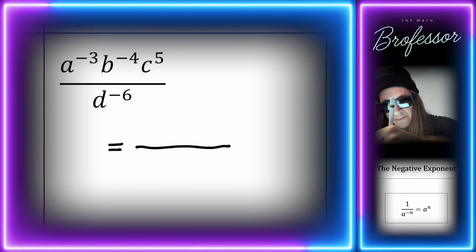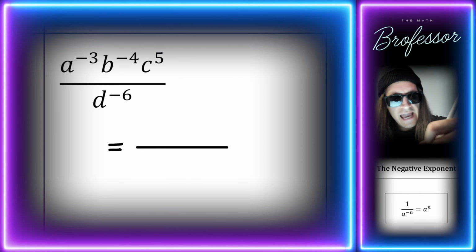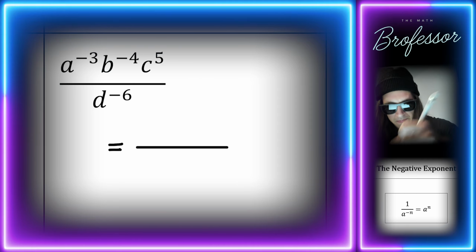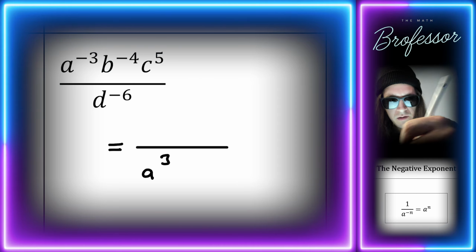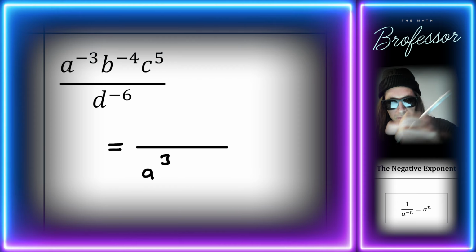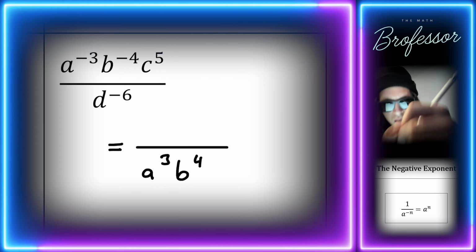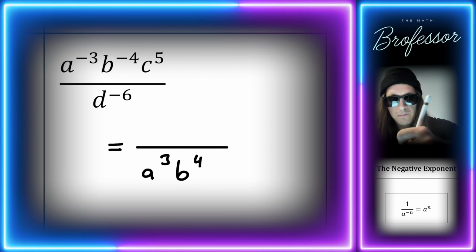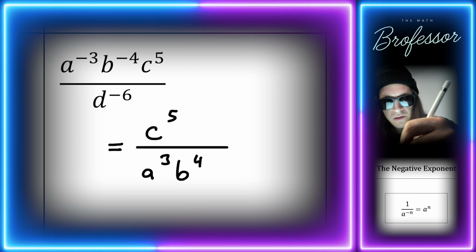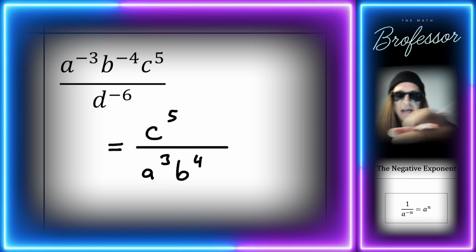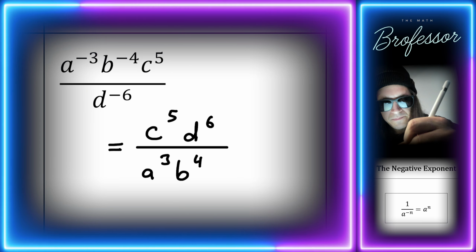It's A, B, C, D again. This is the same type of problem. The A has a negative exponent. It's in the top. It needs to go to the bottom. The B has a negative exponent. It's in the top. It needs to reciprocate to the bottom. The C has a positive exponent. Leave it in the top. Don't move the positive exponents. The D in the bottom has a negative exponent. It needs to reciprocate. It needs to go up and become positive.